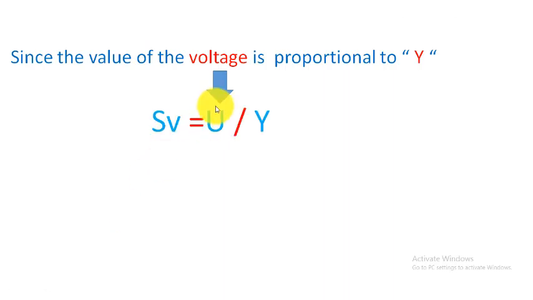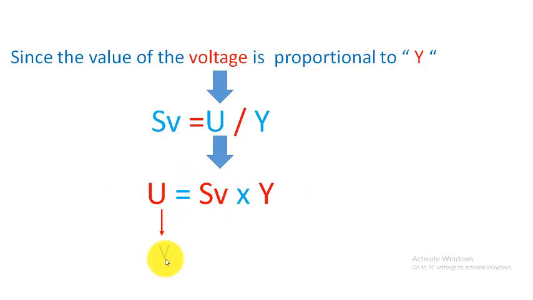Now, since the value of the voltage is proportional to Y, we can get this rule: U equals SV times Y. U is the voltage in volt, SV is the vertical sensitivity in volt per division, and Y is the number of vertical divisions in div.